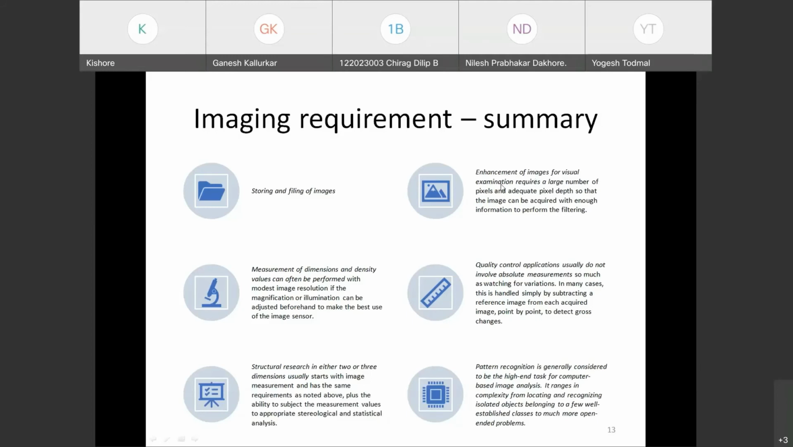Enhancement of images for visual examination requires a large number of pixels and adequate pixel depth so that the image can be acquired with enough information to perform filtering. So let's say if you want to further analyze the image, you have to carry out various image processing. Then it is important that you have sufficient information in the image. And when I say sufficient information, whenever you increase the information, that means the number of pixels available in the image should increase.